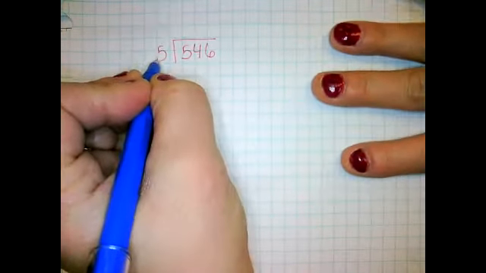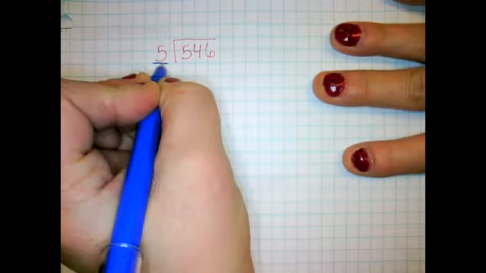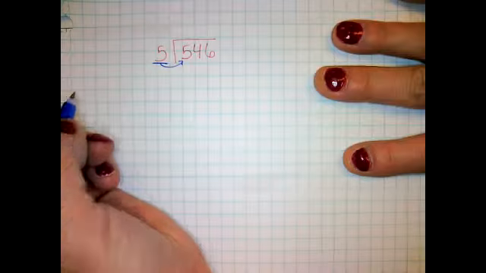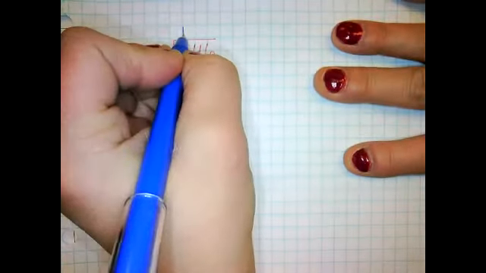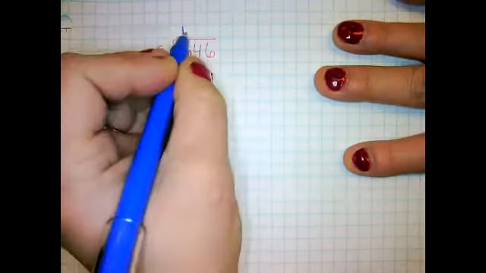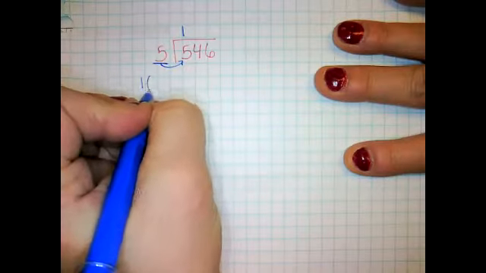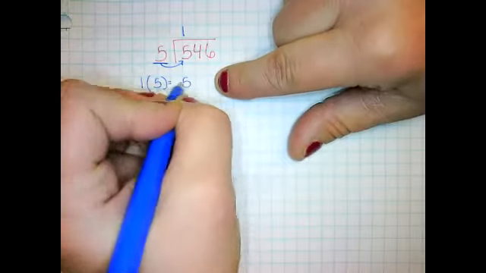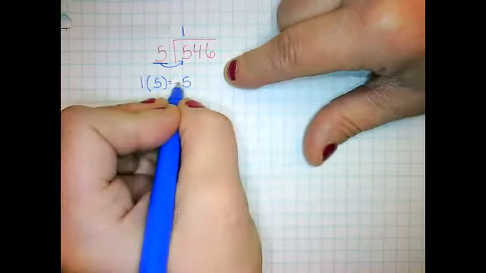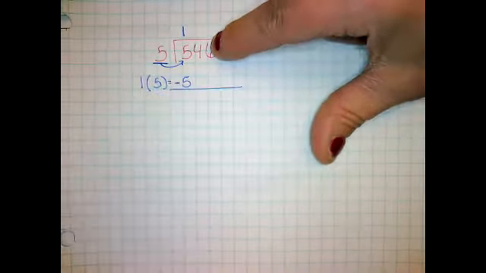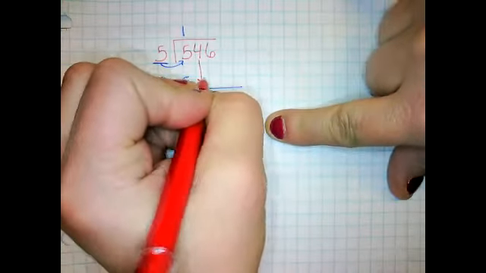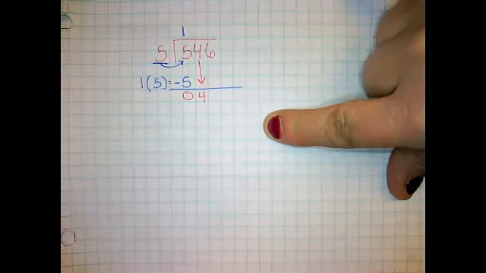So the first thing I need to do is take this number 5 and see what I need to multiply it by to equal 5. So 5 times 1 equals 5. Now I'm going to take this 1, multiply it by this 5 here, and I get 5. And now I subtract those numbers. Okay, so 5 take away 5 is 0, and I bring down my next number, 4.